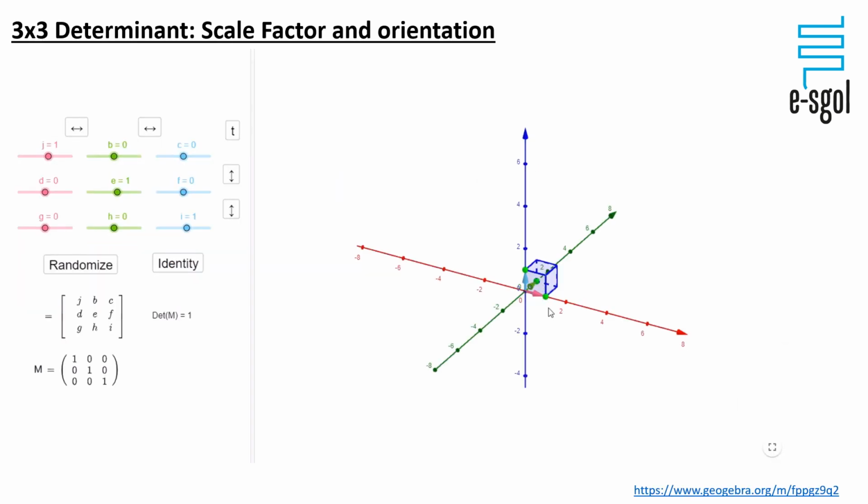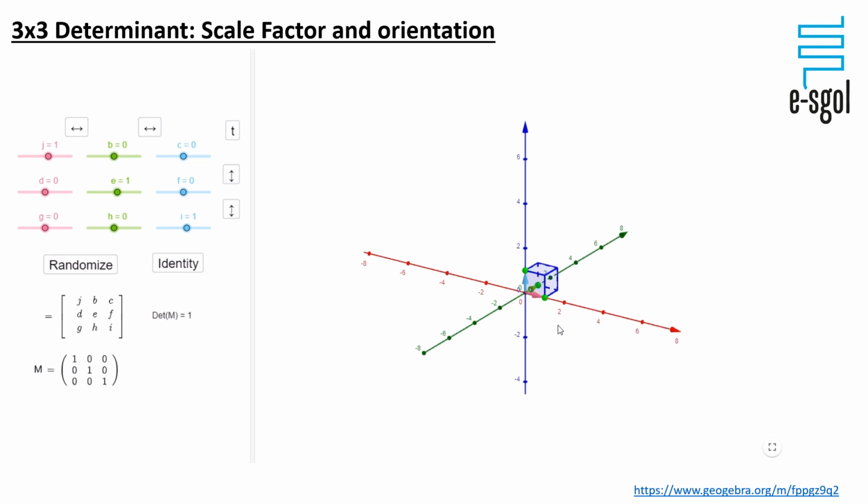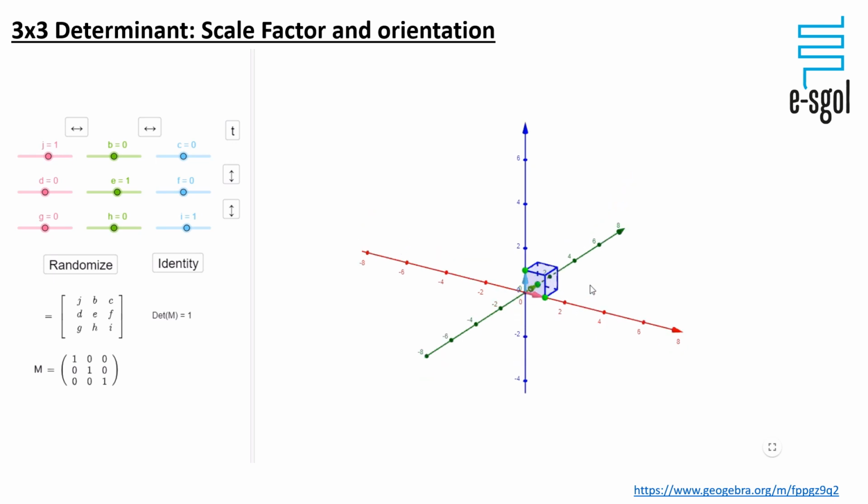Okay, so you can see we've got a cube here, and the volume of the cube is 1 unit cubed. We've created this matrix down here, the identity matrix. That's telling us where this corner of the cube is. That's located at 1 in the x direction, 1 in the y direction, and 1 in the z direction.